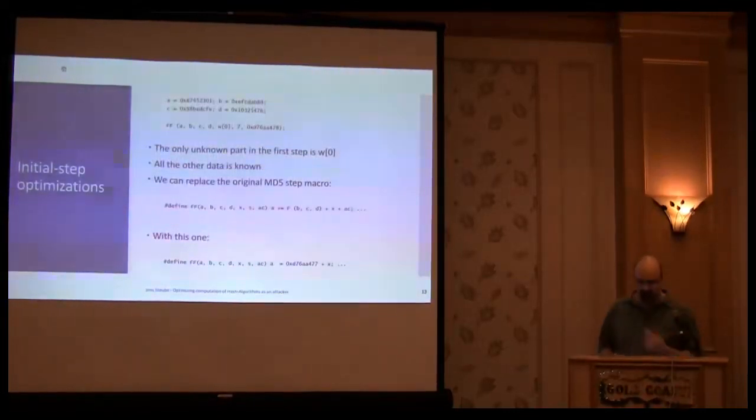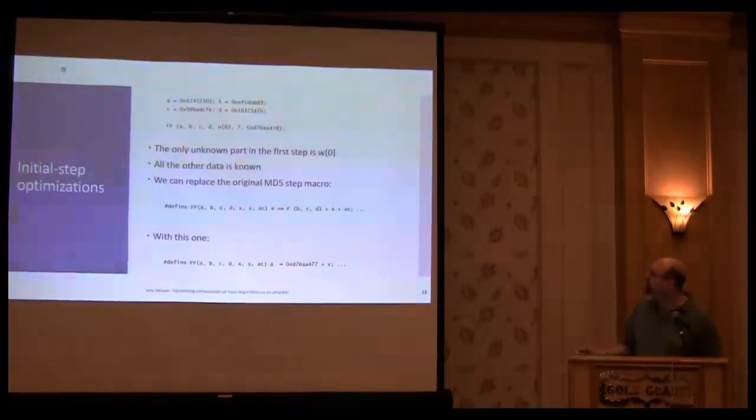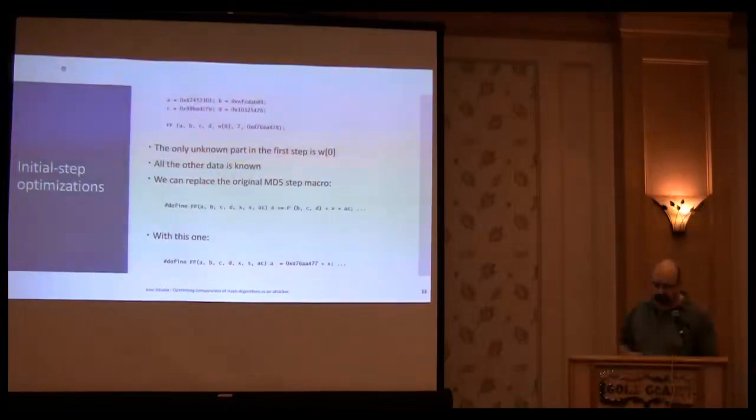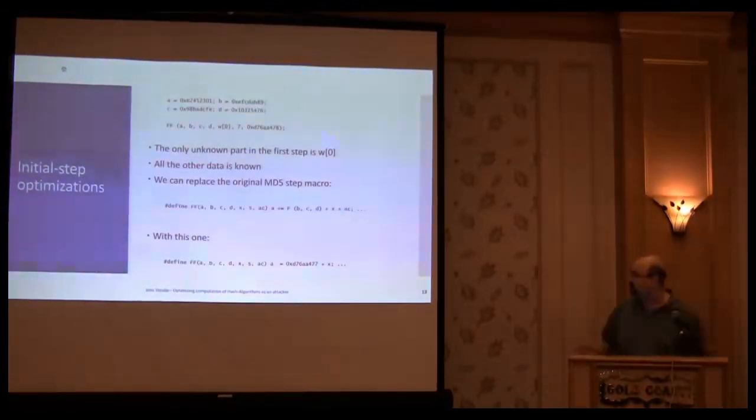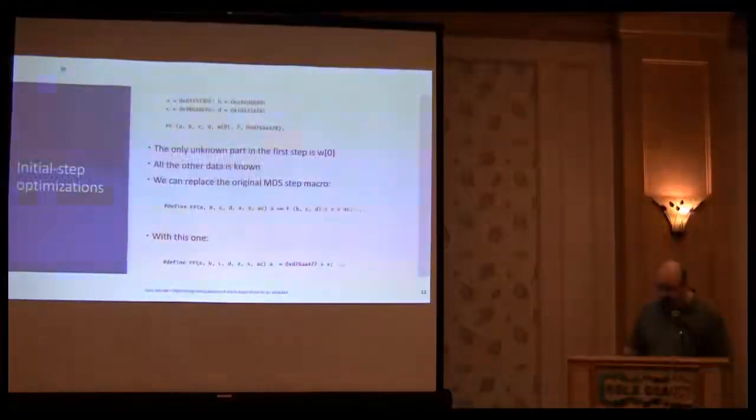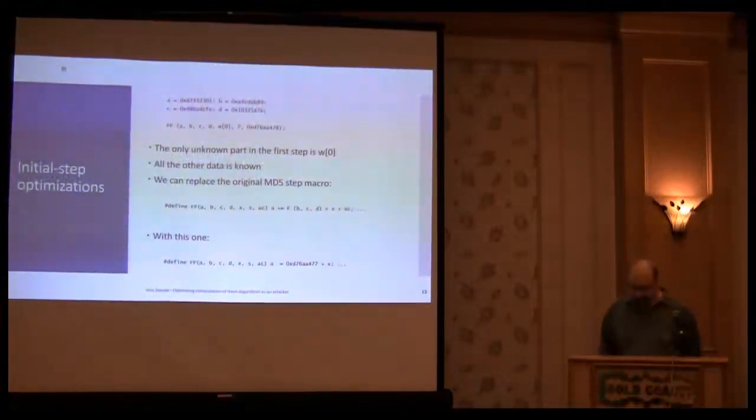the problem is that when W0 is 0, all other data is known, and we can replace the original MD5 step macro with a constant value, because the constant value A is known, B, C, D. We do not know the W0 value, so we have to add it afterwards. But all the rest of the function and the AC, the constant, is known, which results in this constant. We only need to add W0.